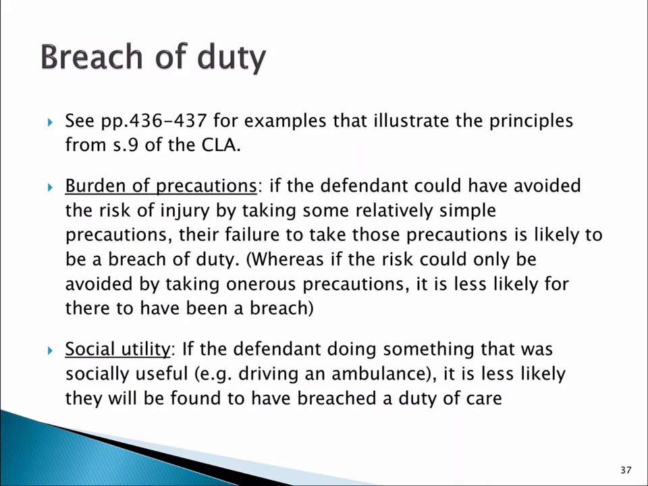One way to think about it is to say, look, if the defendant could have done something that's relatively simple, then if they don't take the precautions, they're likely to have breached it. Again, it's a balance with the harm and probability and the burden that would be required of them. And also we note that if they're doing something socially useful, then it's less likely that people will breach their duty.